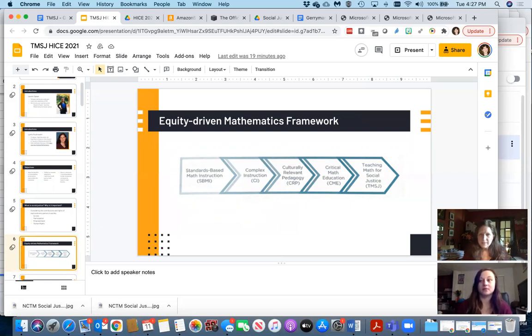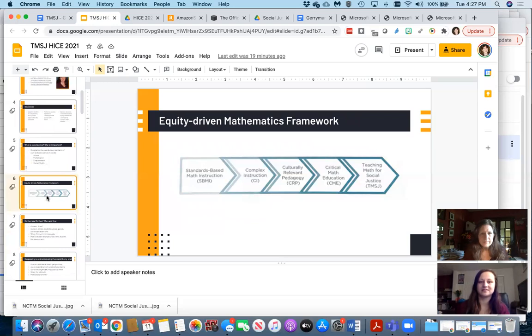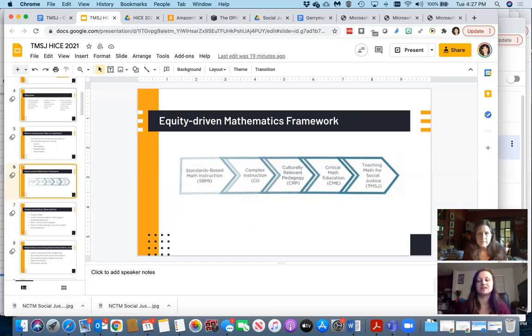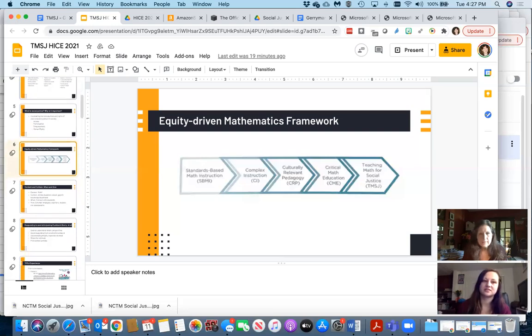Yeah. Then we have, oh, go ahead. As I was reading through the book that Lauren's talking about, we'll show you in a minute, the complex instruction, as I'm reading that, is very much related to low floor, high ceiling concepts as well. These are problems where there are opportunities for all students to engage. Absolutely. So there's complex instruction, CRP, culturally relevant pedagogy. That, as well as critical math education, go hand in hand in building critical consciousness within students. And then, of course, we do have teaching mathematics for social justice.